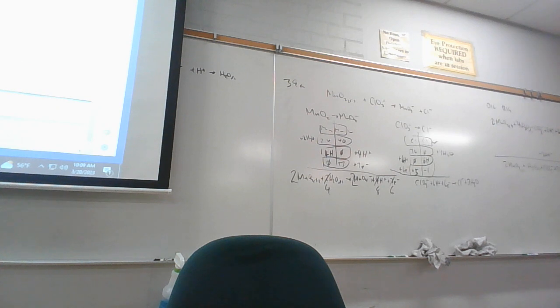I only do this step if it's basic solution. If it's acidic solution, I wouldn't have done this. I would just simplify it as we did here and rewrite it. But this is the extra step right here. Okay, now we'll simplify again. There's 1 water here. I can cancel 1 out of the 2 here. And so this should be it. And so this is going to give me 2 MnO2 solid plus chlorate plus 2 hydroxide yields 2 MnO4 minus plus H2O liquid plus chloride.